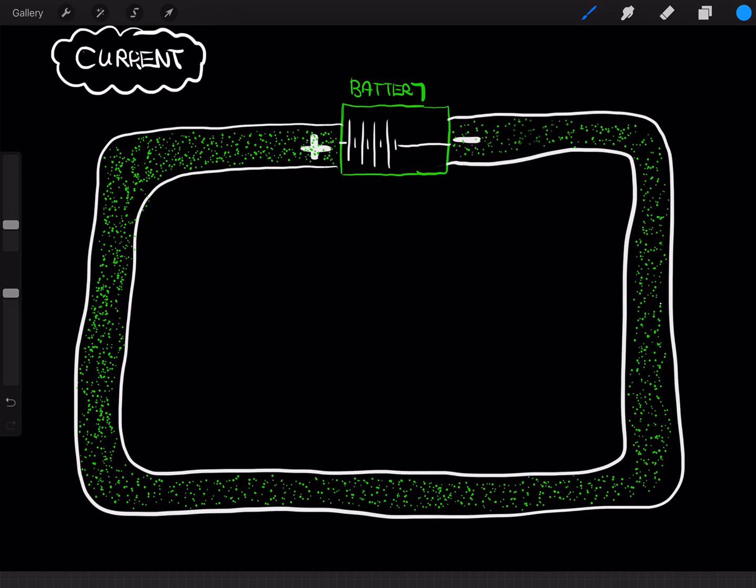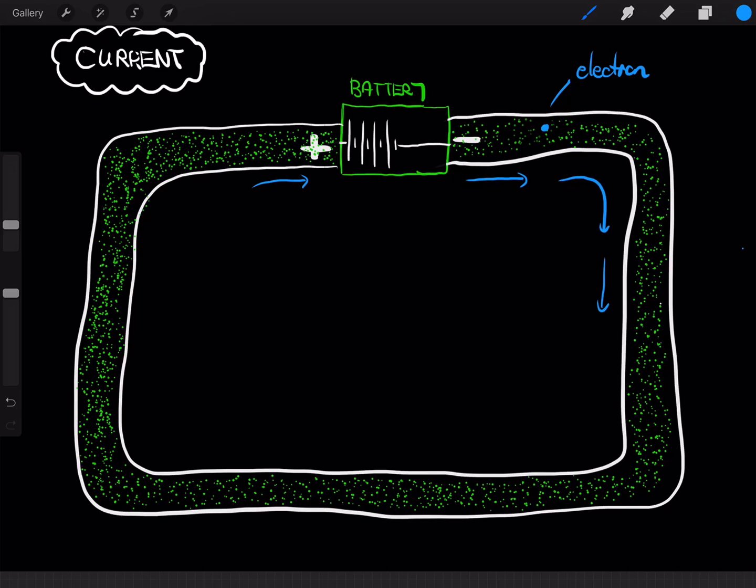And in this particular diagram, each of those little green dots that we can see is an electron or represents an electron. And as you already know, these electrons will come out of the battery from the negative terminal and they'll travel in a clockwise direction around the circuit and then return to the positive terminal. And so they continue this path. They just keep on circulating around this circuit.